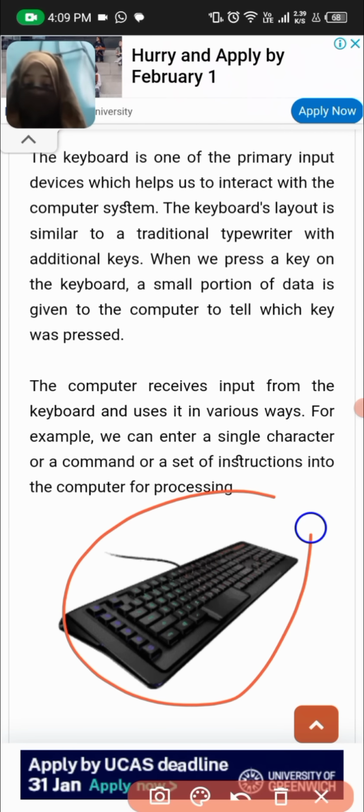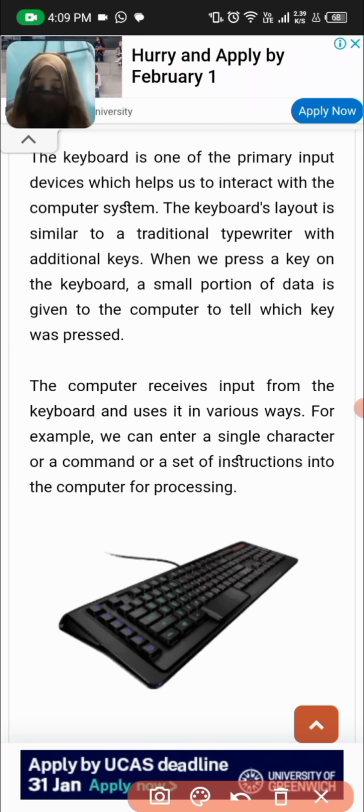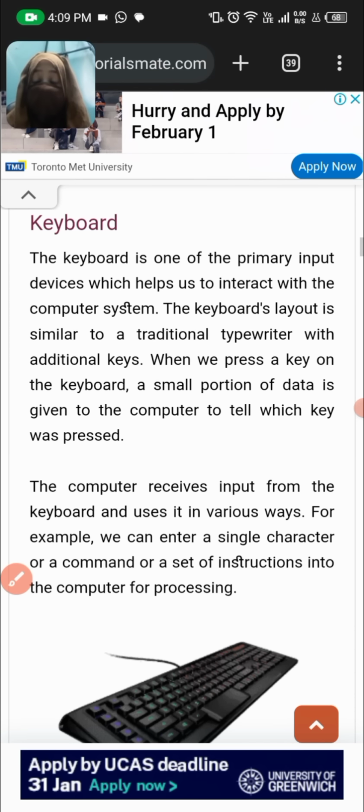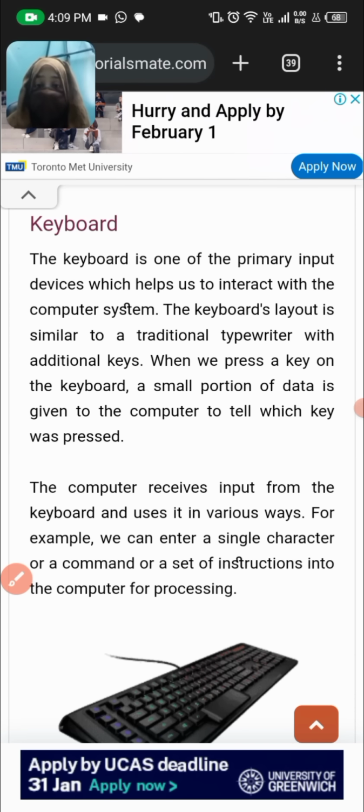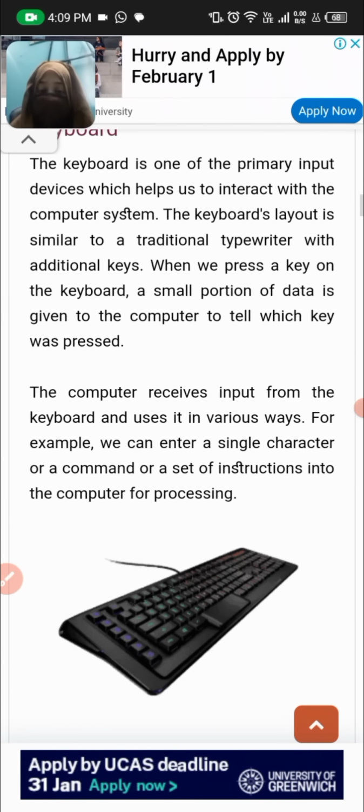Here is the image of the keyboard. All of you will definitely be familiar with the keyboard. The keyboard is one of the primary input device which helps us to interact with the computer system. The keyboard's layout is similar to a traditional typewriter with additional keys. When we press a key on the keyboard, a small portion of data is given to the computer to tell which key was pressed. The computer receives input from the keyboard and uses it in various ways.